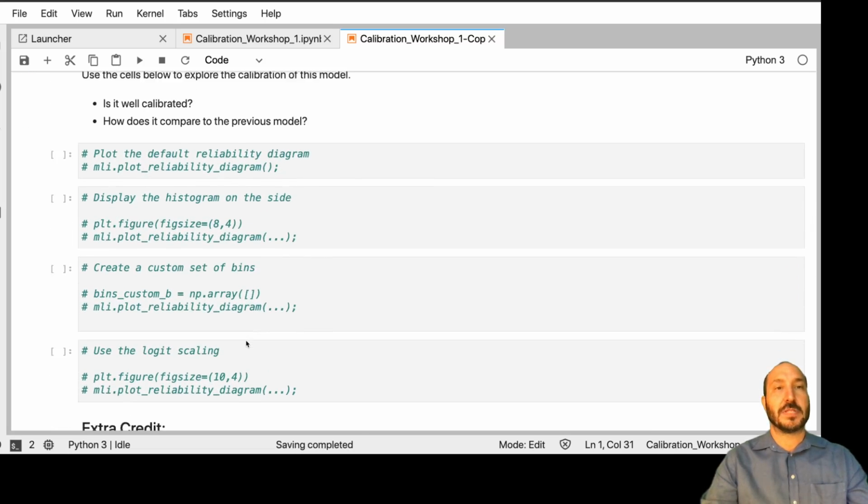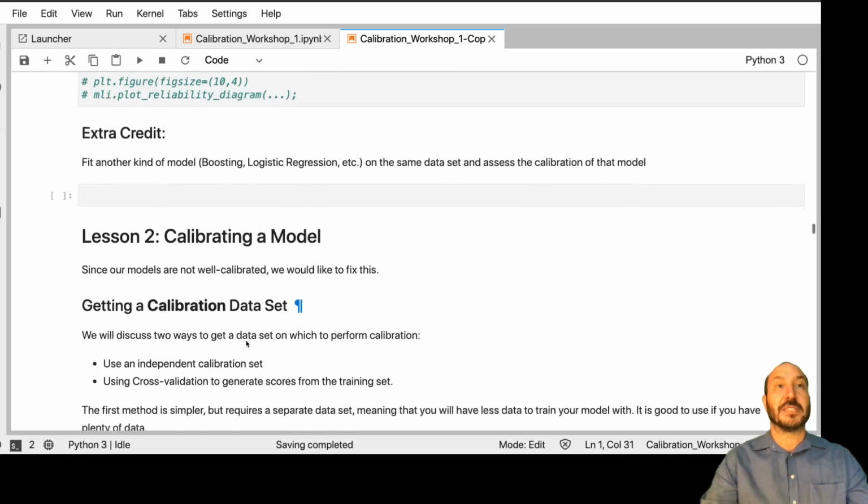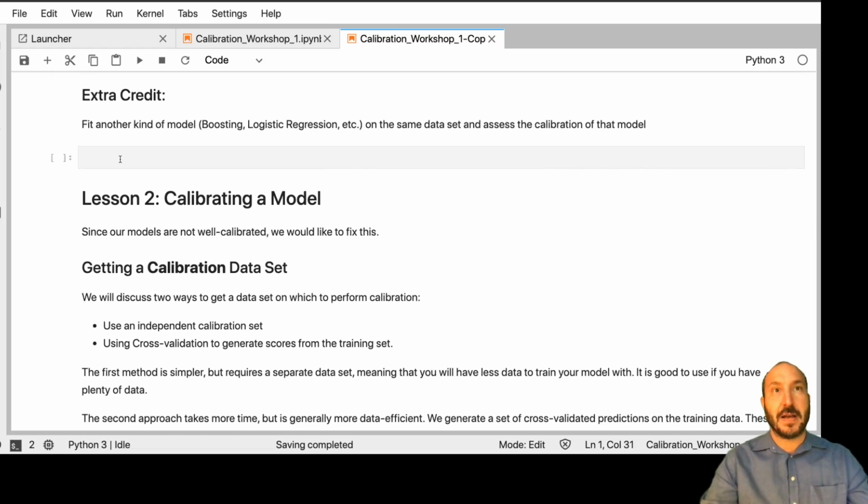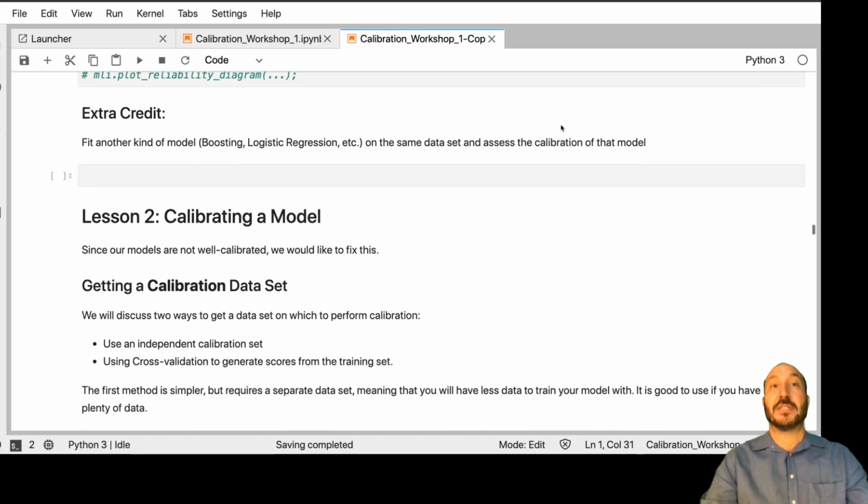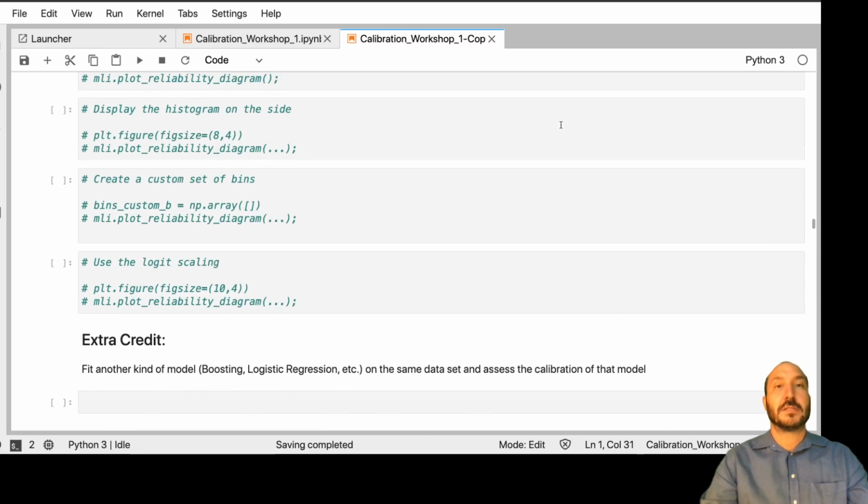So we'll take a pause here. And then let me just say, if you have time, you could try fitting another kind of model, like a boosting or a logistic regression model or something on the same data and assessing the calibration of that model. So I'm going to pause here in this module and give you about 5 or 10 minutes to work on this. And then please resume with the next lesson.